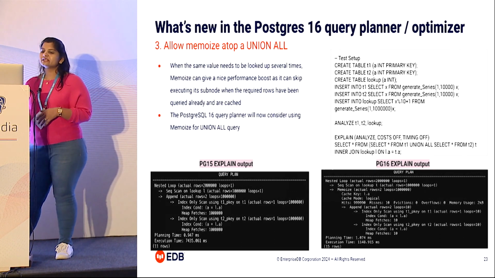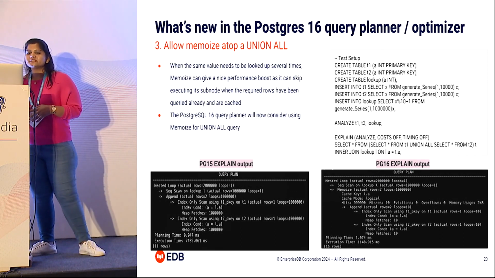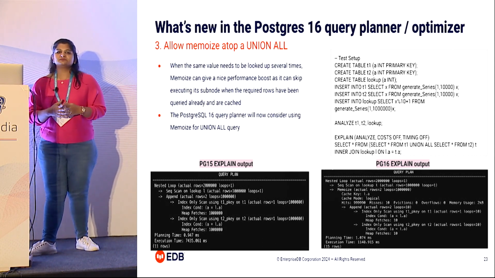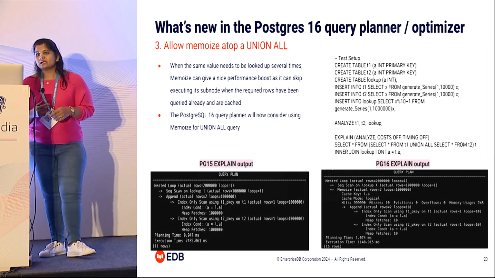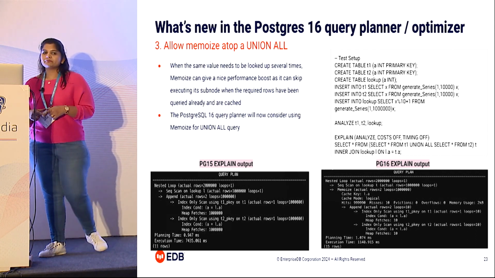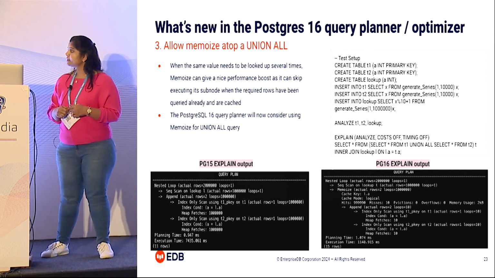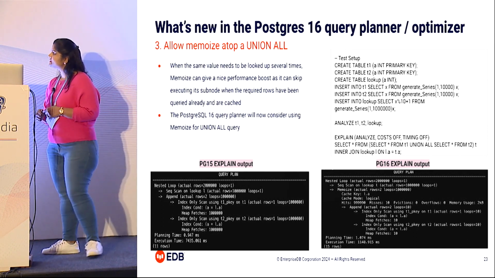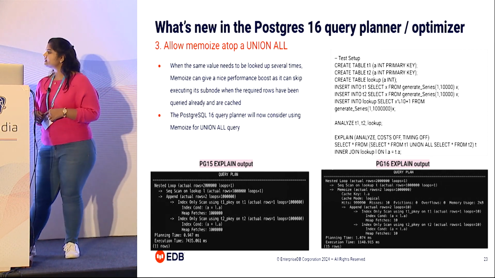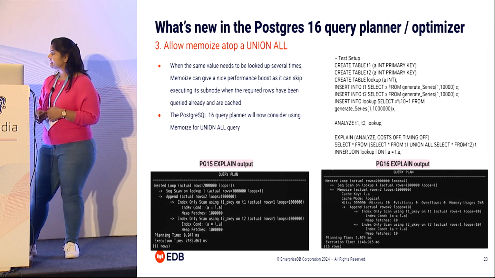The third one is allow memoize atop union all. So memoize is used when the same value needs to be looked up several times. Memoize can give a nice performance boost so that it can skip executing its subnode when the query's required rows have already been available. So in Postgres 16, memoize is used in union all queries. So here is a small test, and the execution time is almost 6 times faster in Postgres 16 compared to Postgres 15.